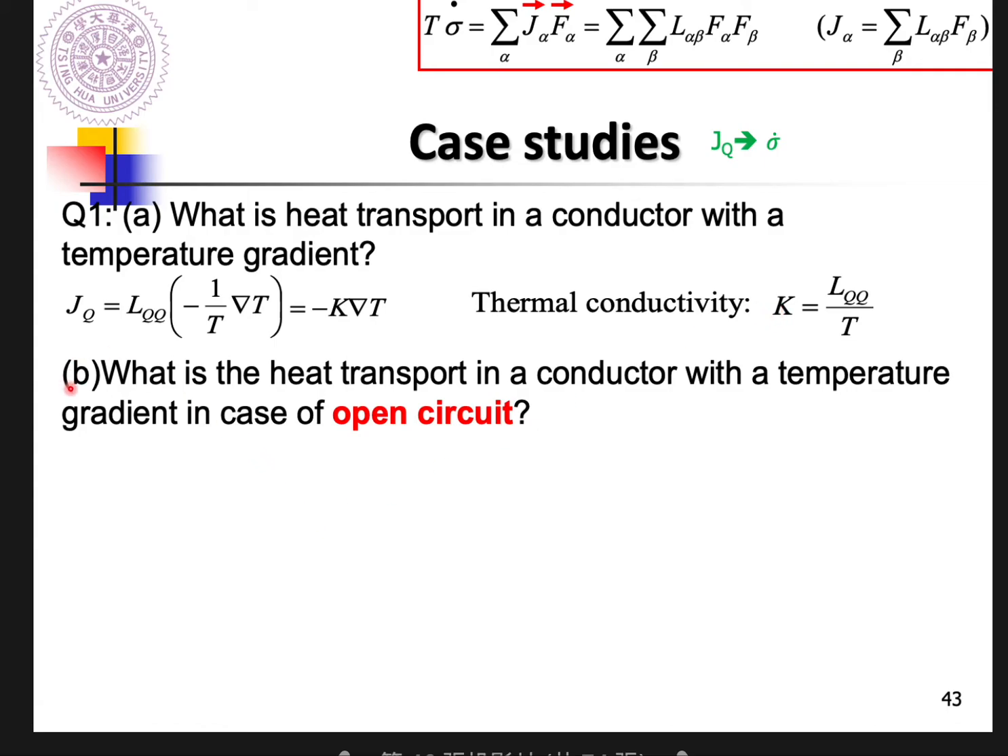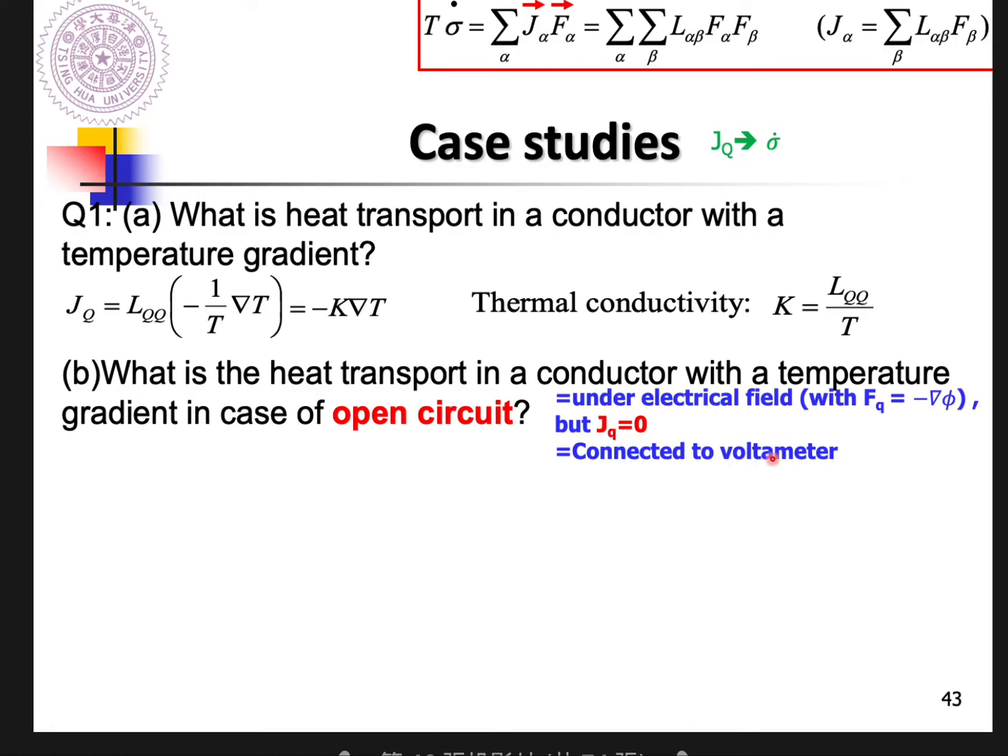And let's take a look at question B. Now the question is: what is the heat transport in a conductor with a temperature gradient? Actually, the question is the same as A, but now in the case of open circuit. So what is open circuit? Open circuit tells you that there's no current density going through these materials, these conductors, but there exists an electrical field, and the value of the electrical field, as we know, is minus the electrical potential gradient. What kind of condition has an electrical field but no current going through the material? It is something like connecting this conductor to a voltmeter.